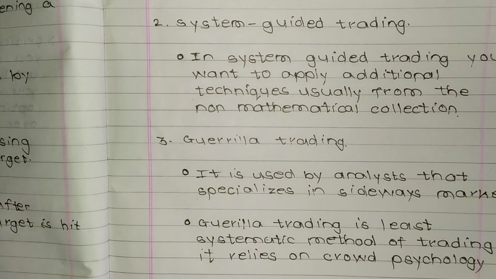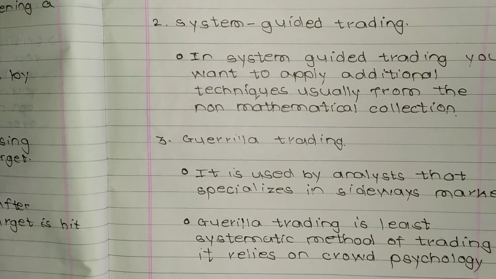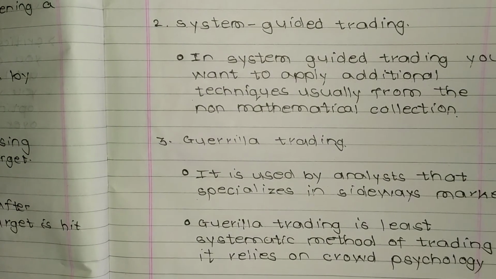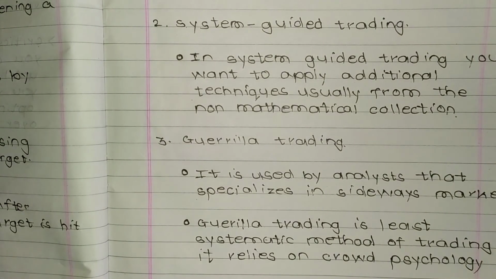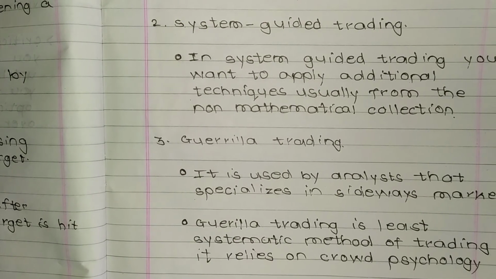Second is system guided trading. In system guided trading, you want to apply additional techniques, usually from the non mathematical collection. That means along with system mechanical trading, we apply certain rules. It is a semi automatic kind of trading. We go according to system mechanical trading, but there is human interference with it. That means if the pattern is breaking out, that is seen by the human eye, so that is human interference with it. So that is system guided trading.